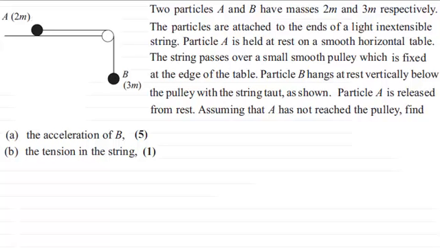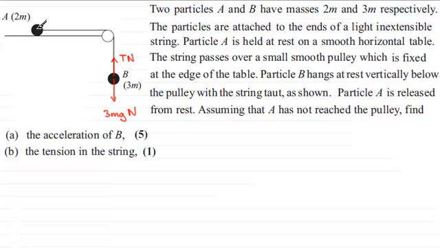The first thing I'd want to do is mark on the forces acting on our particles. We'll start with particle B. We've got its weight acting downwards, so the weight would be its mass, 3m, multiplied by the acceleration due to gravity, g, and so that'd be 3mg newtons. There'll also be a tension acting upwards, which I'll call T newtons.